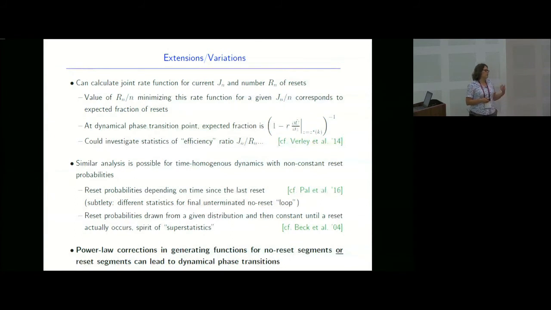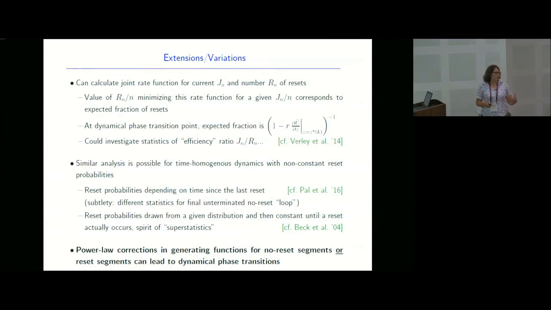So, for example, if you make the Markov process between resets time homogeneous, but look at the case of having non-constant reset probabilities, then there are at least two different things you could do there. You could have reset probabilities which depend on the time since the last reset, so that's a kind of non-Markovian reset. And the subtlety there is you have to worry about the fact that the last segment without reset has different statistics, because it's a kind of unterminated loop, or it's a meander. So this is like what L.A. Barkai was talking about last week.